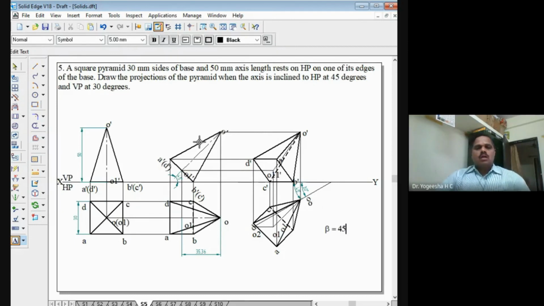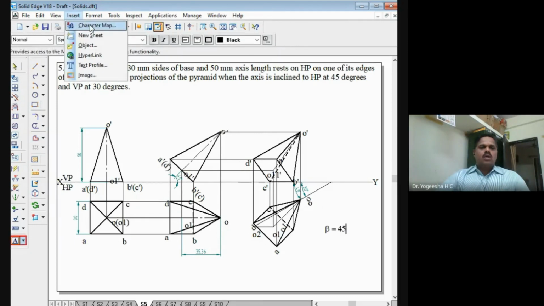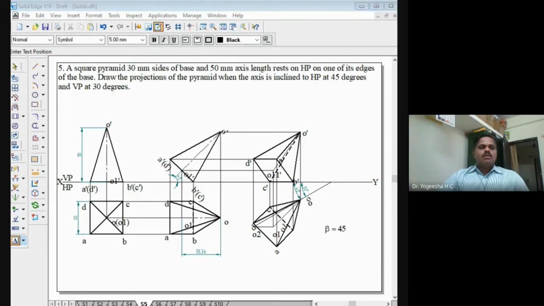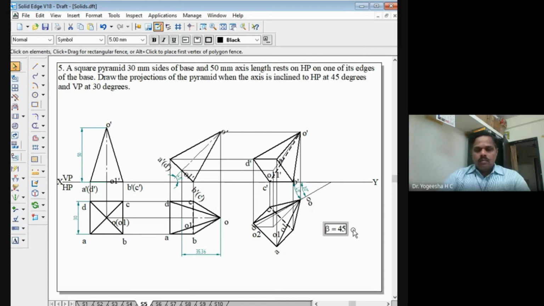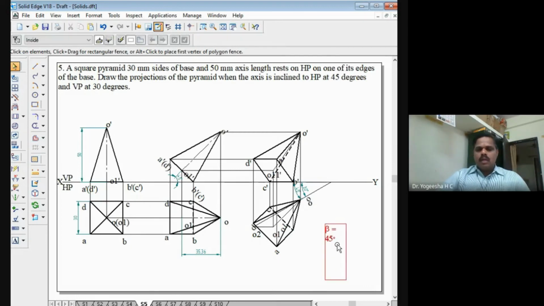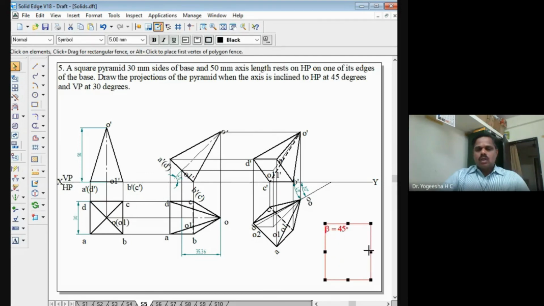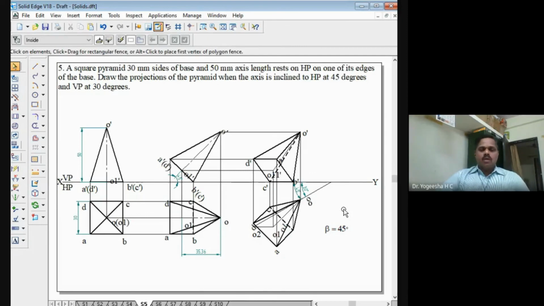Now I have to insert the degree symbol. For that, go to character map. Symbol font is there. Degree you select, copy, close it, right? Go to this and press Ctrl V. The degree symbol will come there. Other characters you can delete here, right? Only the degree symbol will be left. So you can just zoom that, or you can just modify this text box so that beta is equal to 45 is visible. So this completes the solution.